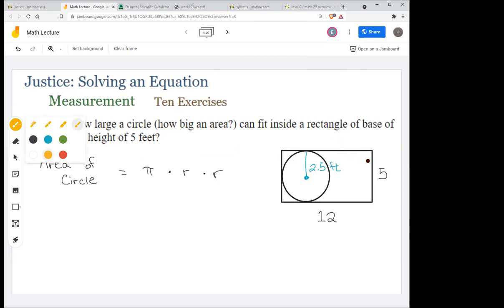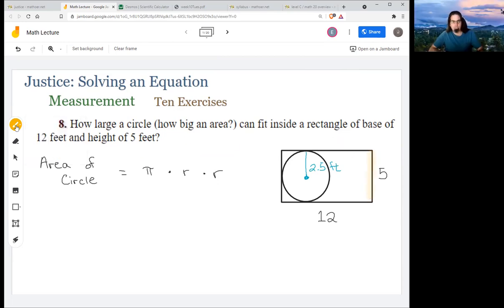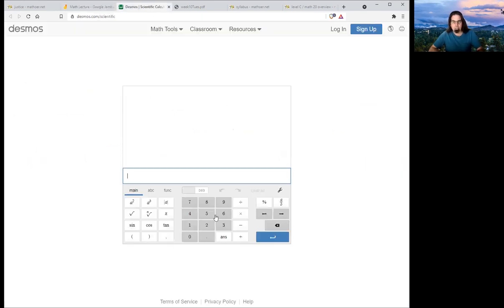So this side here was 5 feet. I should be good and label it feet, right? So half of that is 2.5 feet. Okay, now we got it. Now we just plug things in. So pi times 2.5 times 2.5. Pi is going to mean we're rounding. So pi times 2.5 times 2.5 gives me about 19.6.